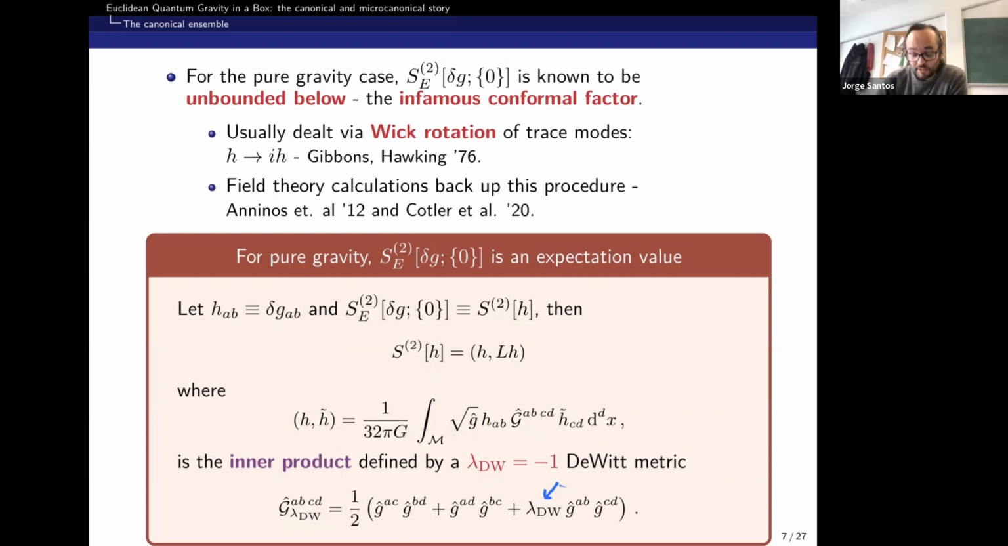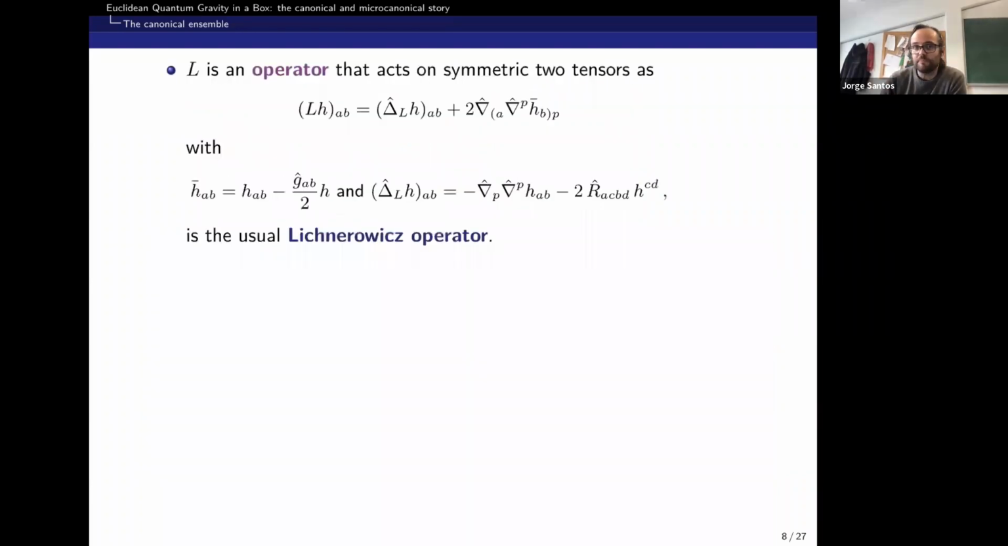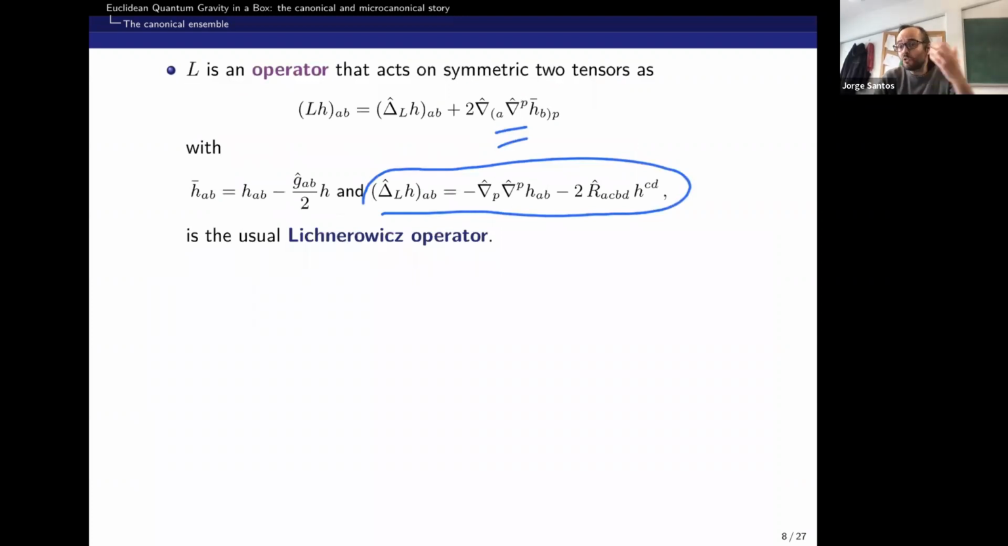If you indeed have lambda DeWitt -1, okay, and this L, this operator that acts on metric perturbations, turns out to be very familiar. It's just the Lichnerowicz operator, okay, shifted by some bit. That's it. And now you can see why people tend to choose this metric on the space of configurations, because if you choose the de Donder gauge, this will be 0. And the operator that you're left with is exactly the Lichnerowicz operator. Is this clear?